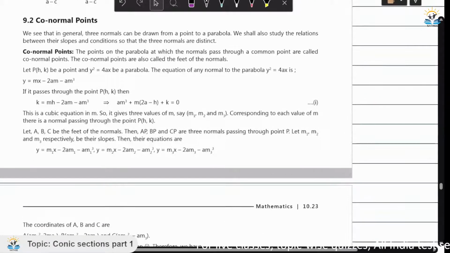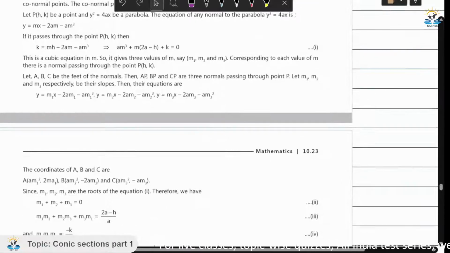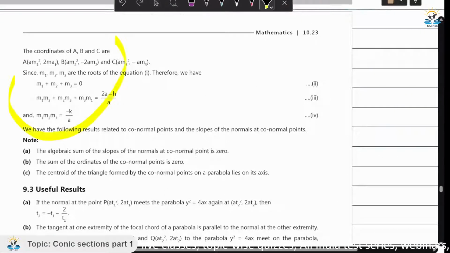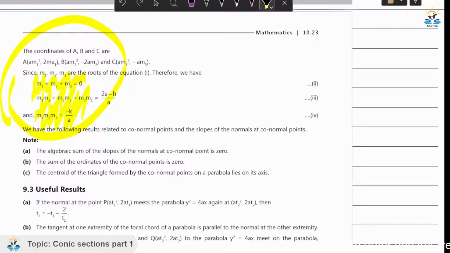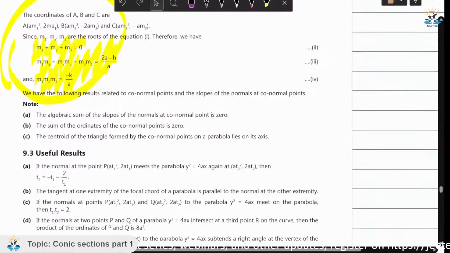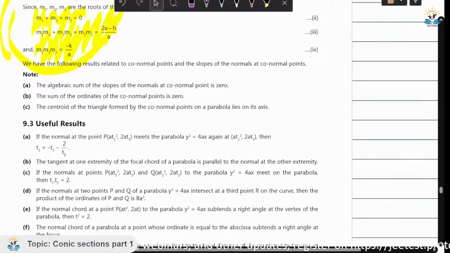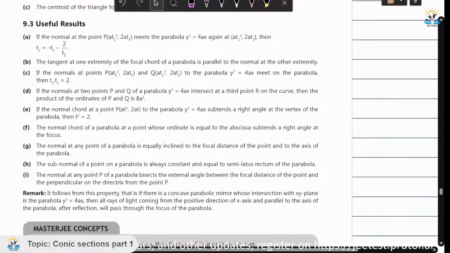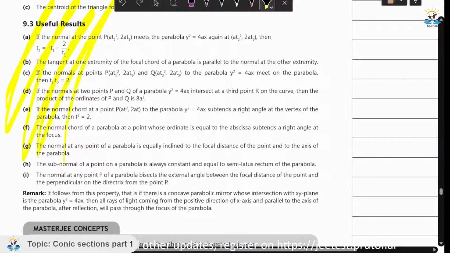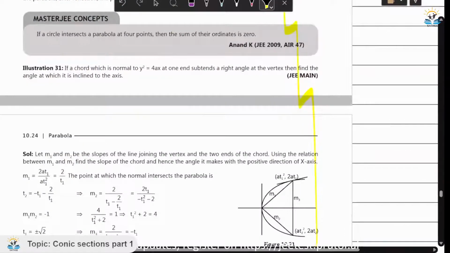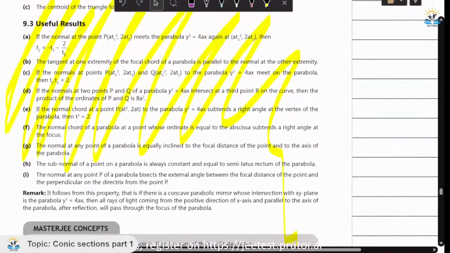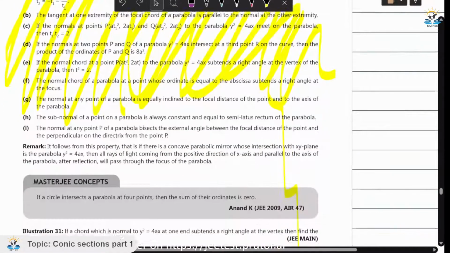So we should also study the relation between the slopes, so that we can easily understand what the relations are. This is something you have to keep in mind: the sum is equal to 0, the product is equal to minus k by a, and when we multiply two numbers together and sum them up, we have minus h by a. These are some useful results that you should read through. I'll not read each and every one because it would take a lot of time and we'll have to hurry up a bit.